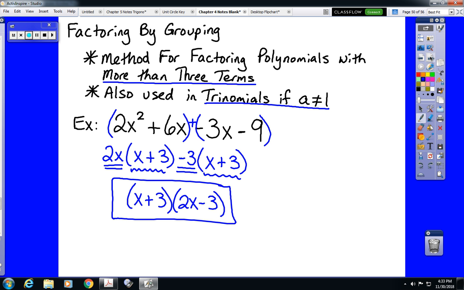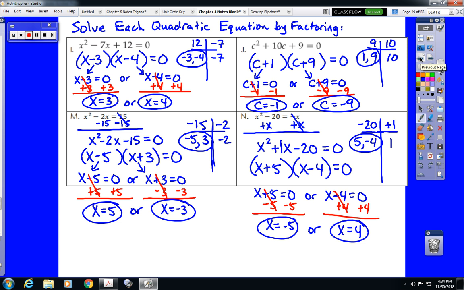Again, this other part of this lesson, factoring by grouping, can be found on a separate video. So that completes this part of the lesson. I hope that you're preparing for your finals.